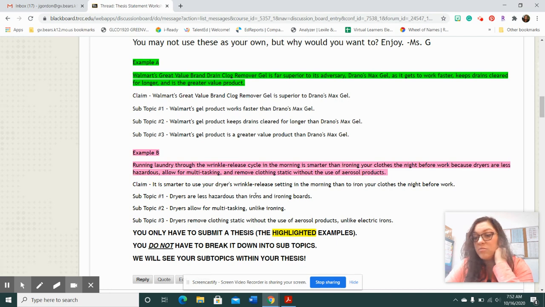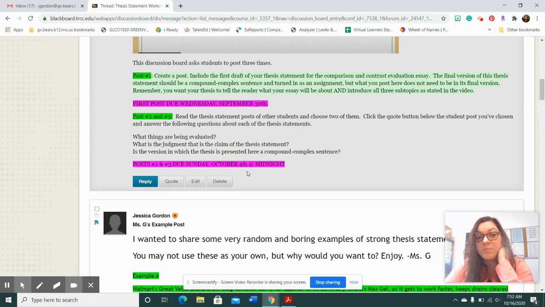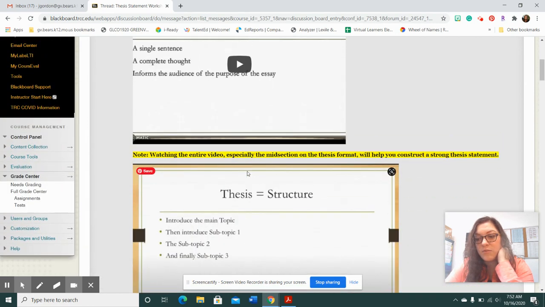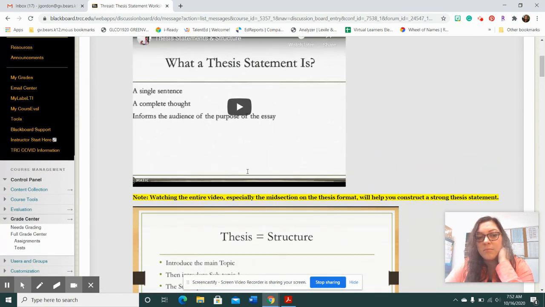So if you didn't get a 5 out of 5 on your thesis, it's because most likely you had a claim, but you did not have 3 clear subpoints that I can picture your paper having. So look back at my examples and the examples of classmates if you didn't get a 5 out of 5, and please look at the feedback because again, I basically told you how to fix it on there.